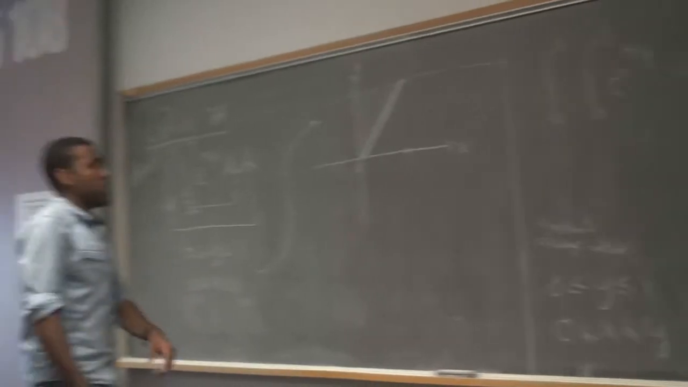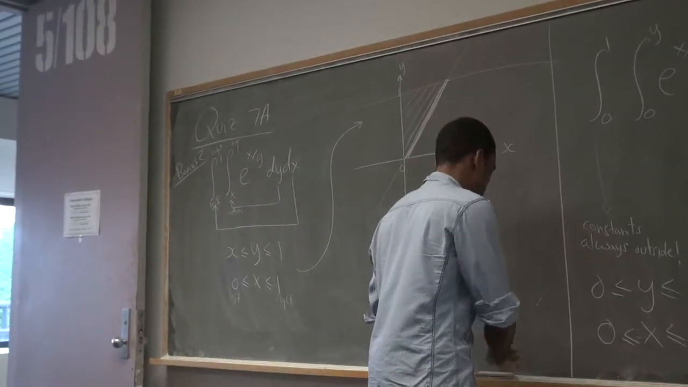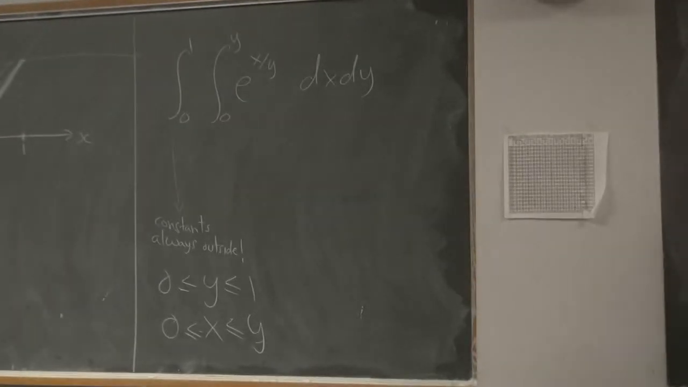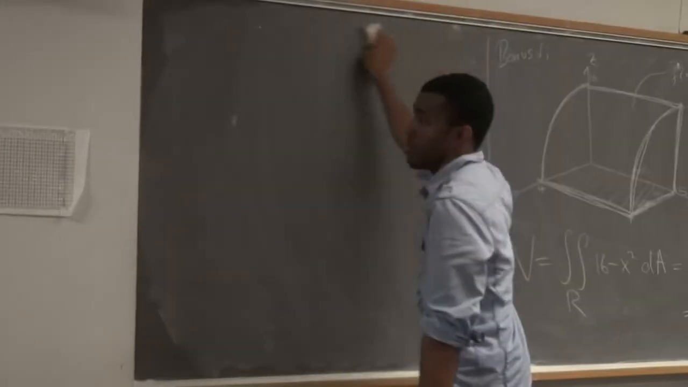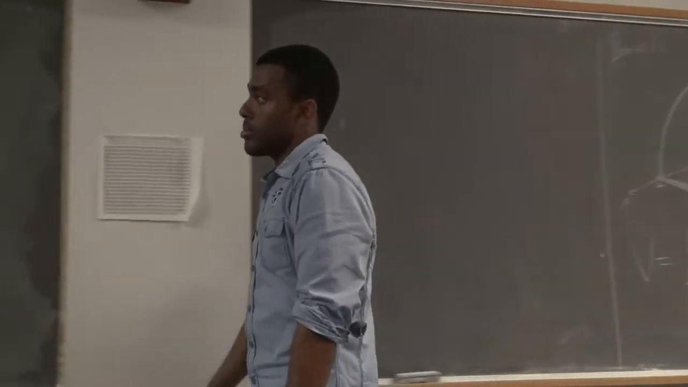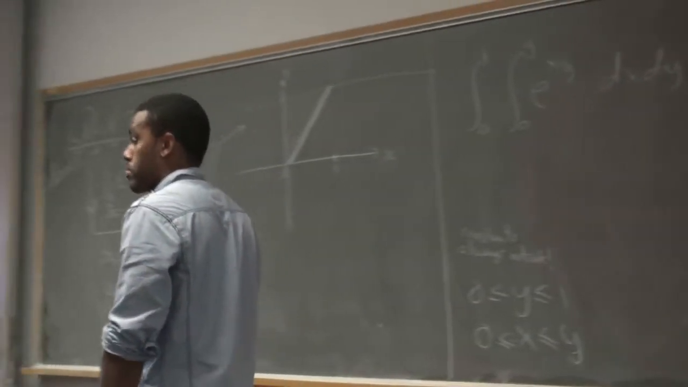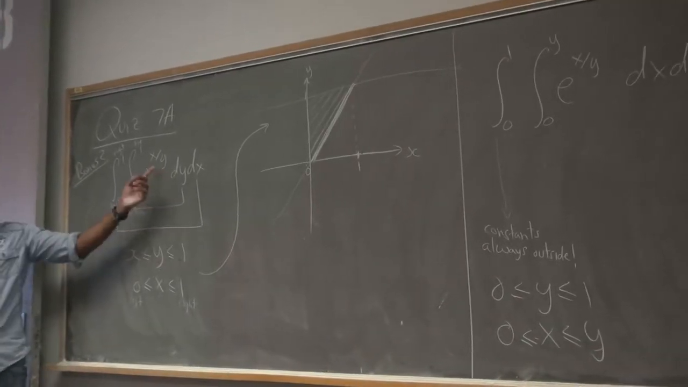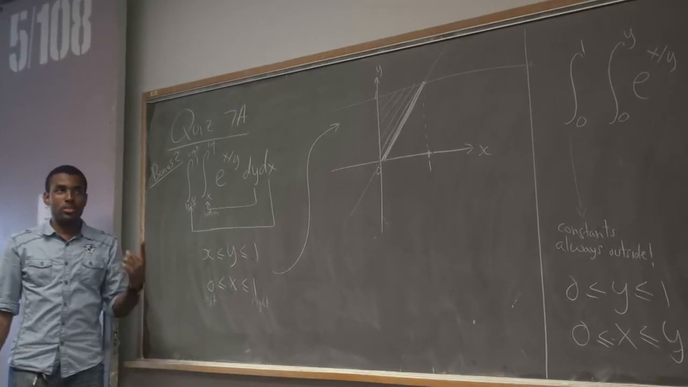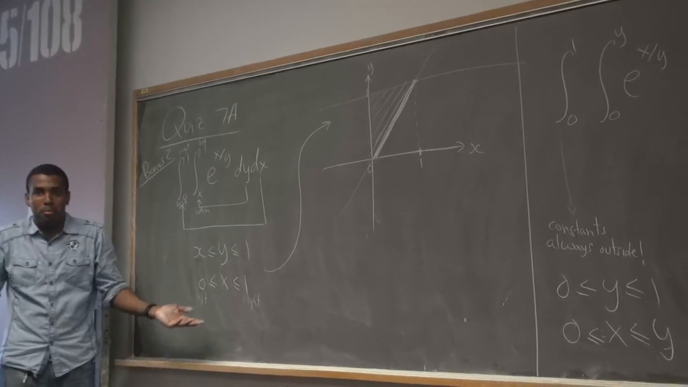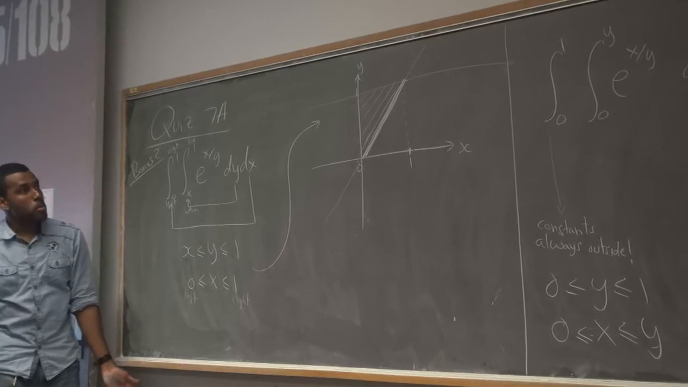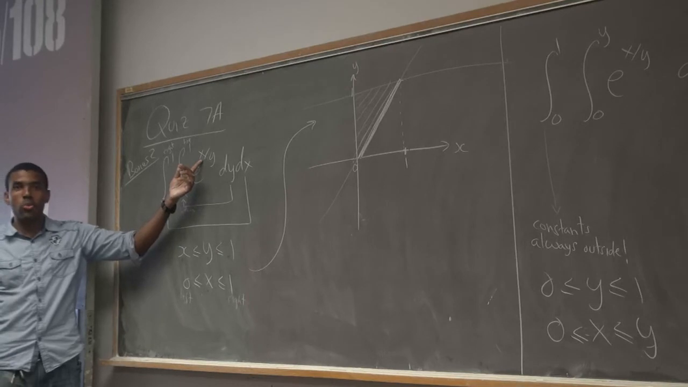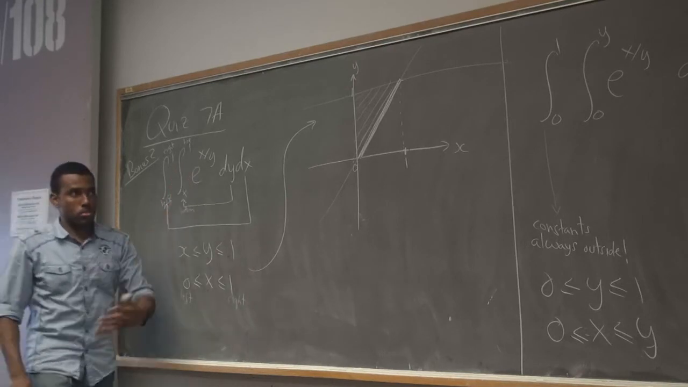Now, can anyone tell me why I wanted to even switch the limits here? Why was that a good hint? Because you have to integrate with respect to y, and y would be a constant. What is the integral of e to the 1 over y with respect to y? Can't do it, right? But now if I switch to x, I actually know the integral of e to the x over y with respect to x. I actually know what that is.